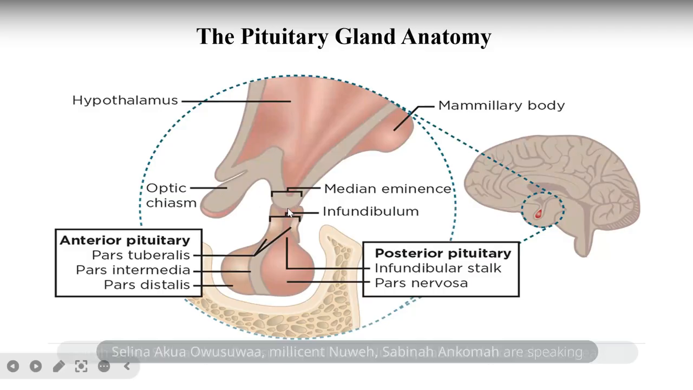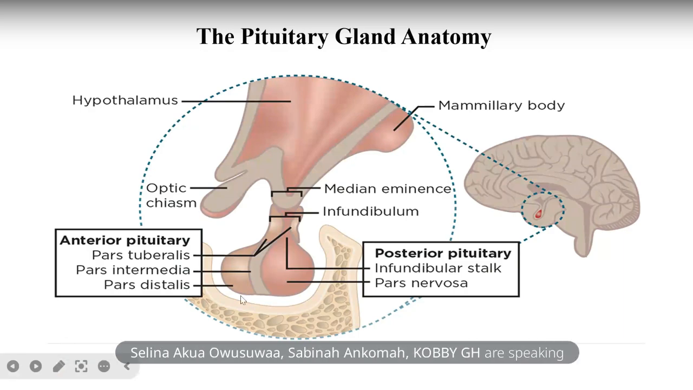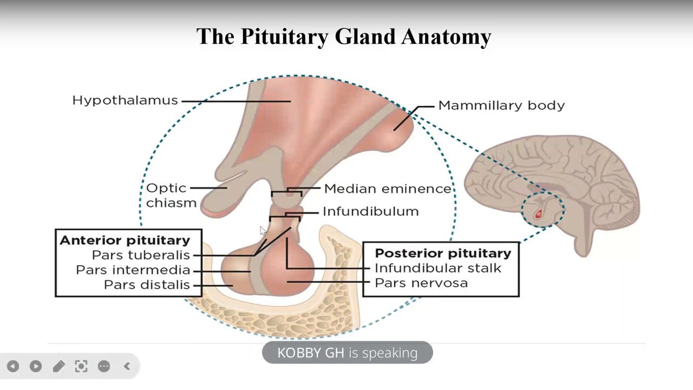Infundibular stalk. Again, say anterior pituitary down. Anatomically, we've divided it into 3. The topmost part, we call it pars tuberalis. The middle part, we call it pars intermedia. And then the distal part, we call it the pars distalis. The anterior pituitary has 3 anatomical regions.